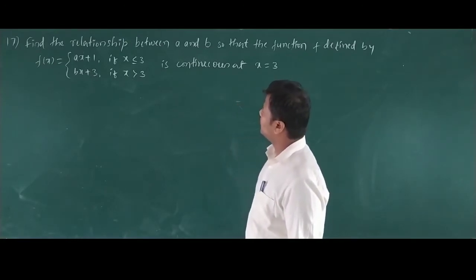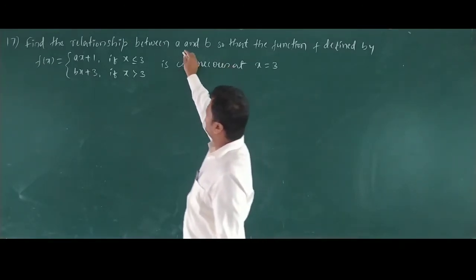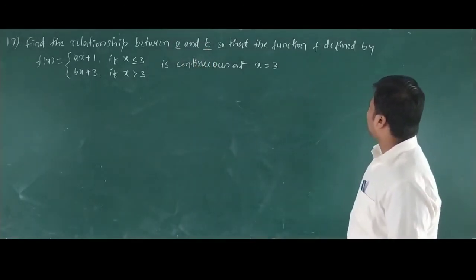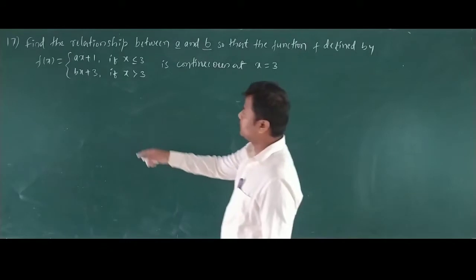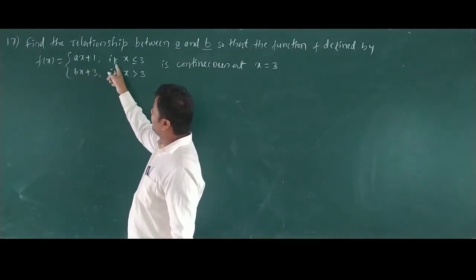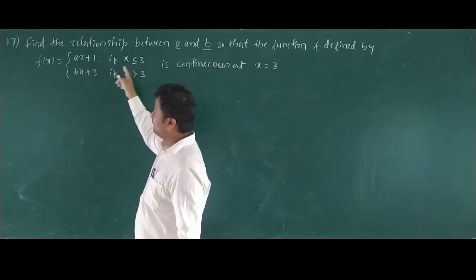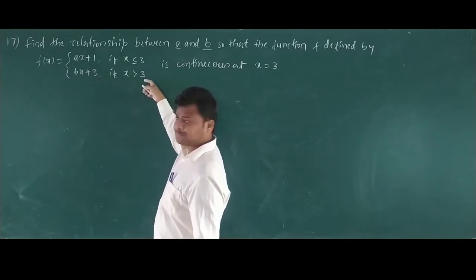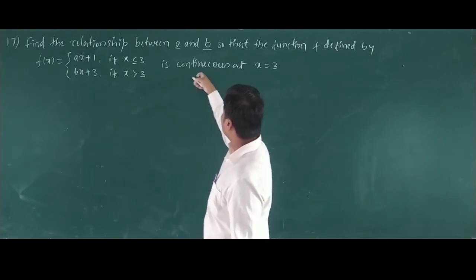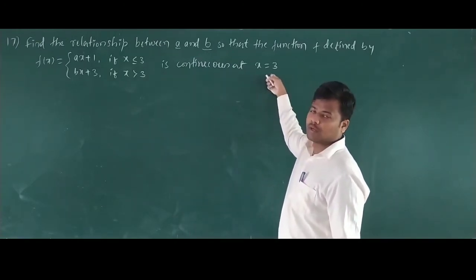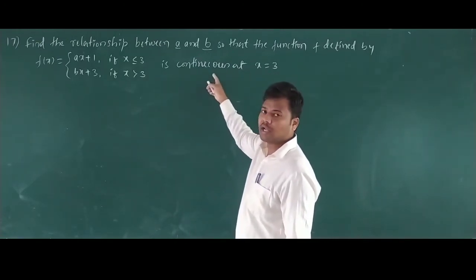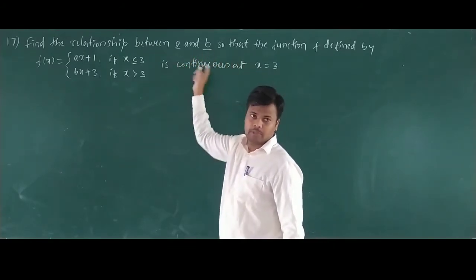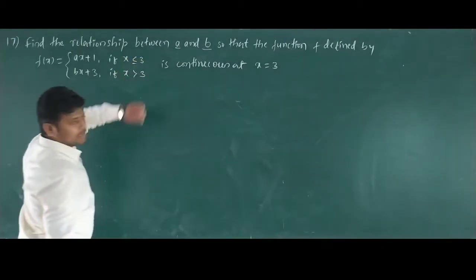Find the relationship between a and b so that the function f defined by f of x equal to ax plus 1 if x is less than or equal to 3, and bx plus 3 if x is greater than 3, is continuous at x equal to 3. This function is continuous at x equal to 3. So for that we have to find the relation between a and b. Okay, the particular point is 3. Solution.